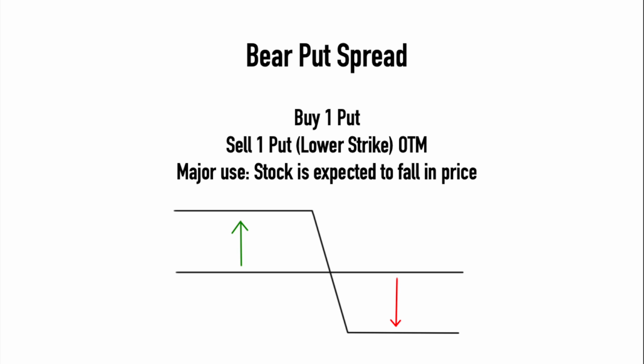And this is used when an investor expects that the shares will drop in price. Again, similarly to the call option version, here the lower strike price put option partially pays for the higher strike price put option, but as a trade-off, the potential gain is capped at that lower strike put option.